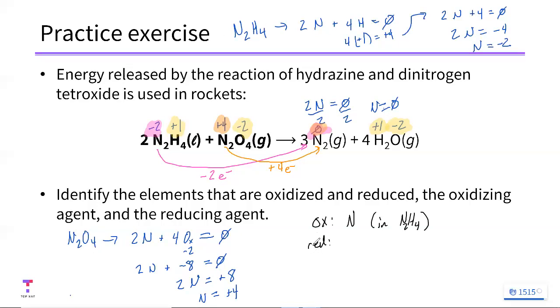And so when we describe the reduction process here, we're talking about nitrogen, in this case, in the form of the dinitrogen tetroxide. And so we've got an odd circumstance here where we've got the same element being oxidized and reduced, but where it makes sense is the fact that they're coming from different compounds.